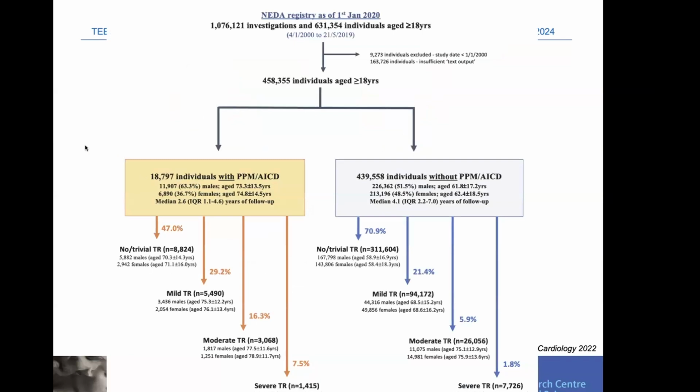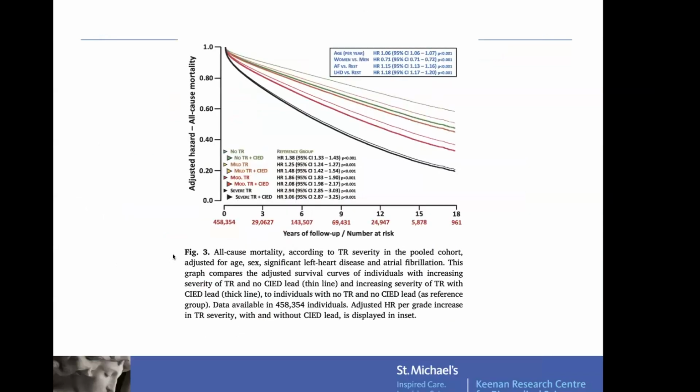So of something like 18,000 individuals with pacemakers, less than half of them have no or trivial TR. 29% have mild TR, and then more than 20% have either moderate or severe TR. This is just an all comers. And similar to just TR, the worse TR that you have, the worse survival you have.